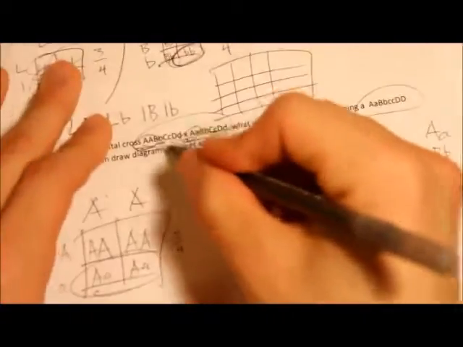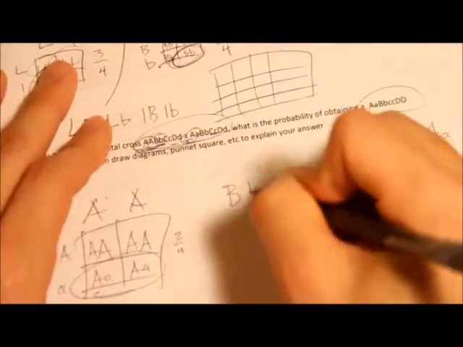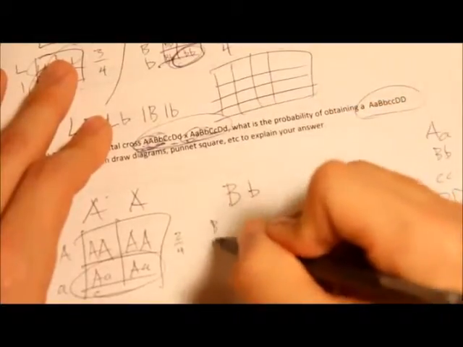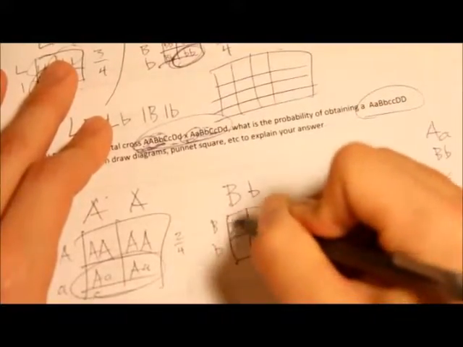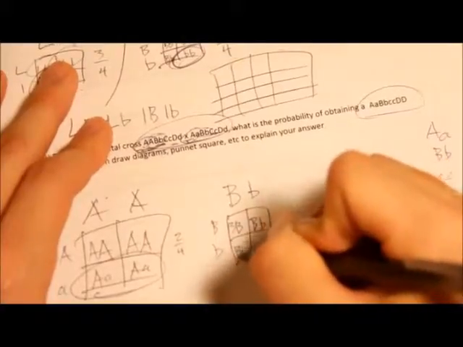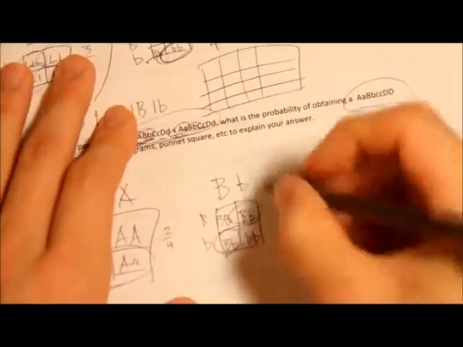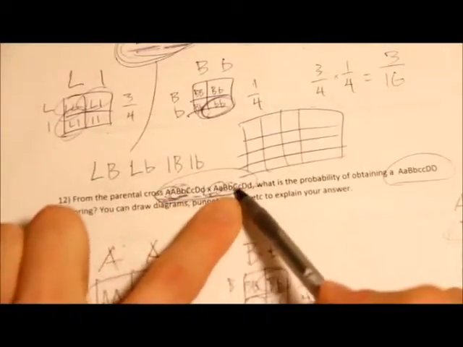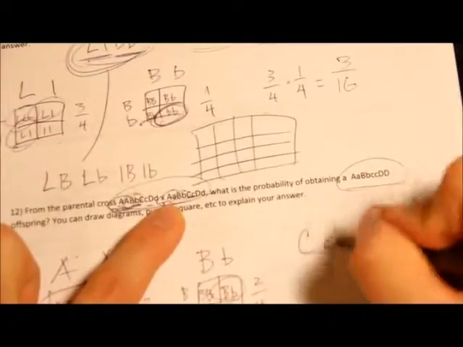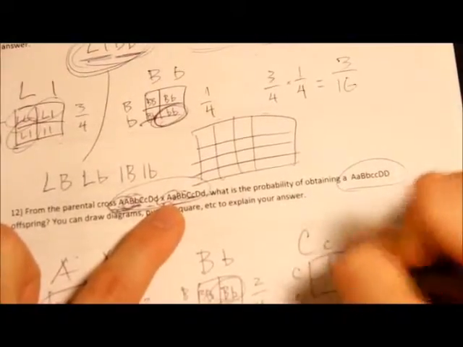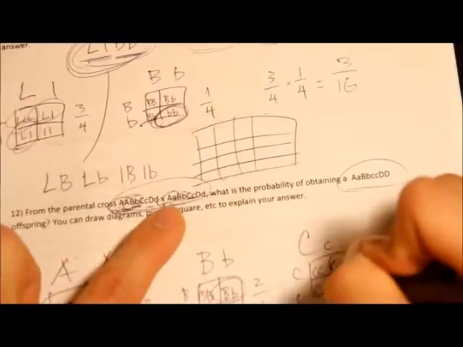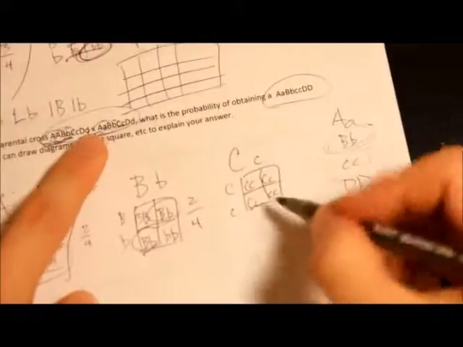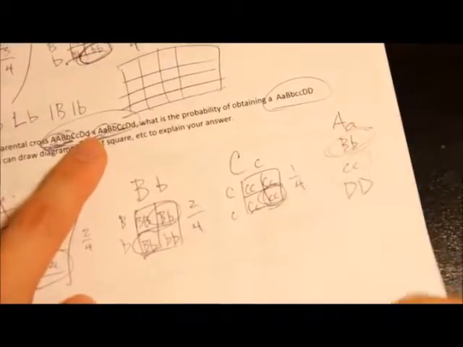Now we're crossing, looking back at the parent, big B, little b, big B, little b, and we're looking for this, so 2 out of 4 chance. Then we're going to look at the C, big C, little c, big C, little c, cross them: big C, little c, big C, little c, little c. We're looking for little c, so 1 out of 4 chance.